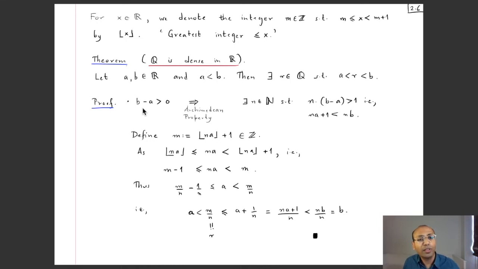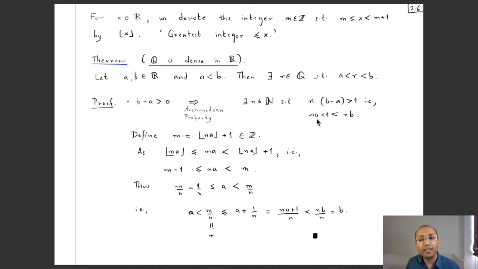So to prove this theorem, we will use the Archimedean property once again. So first let's notice that since a is strictly less than b, this means that b minus a is a positive number. Meanwhile, 1 is a real number, and so by the Archimedean property we are guaranteed a natural number n such that n times this positive real number is bigger than 1. So this means that nb minus na is strictly bigger than 1, and rearranging you get that na plus 1 is strictly less than nb.